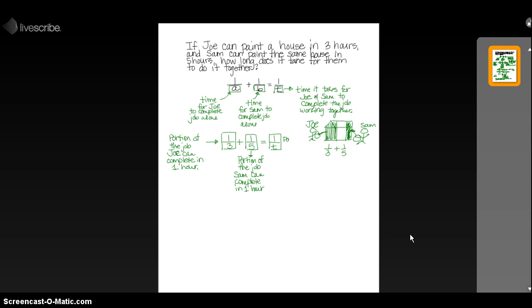So this is the portion of the job completed in 1 hour when Joe and Sam work together. Okay, so if we can figure out what that T is, what that denominator of that fraction is, then that tells us how long it would take them to do the whole entire house. Okay, so now that we understand the formula, let's go ahead and solve it.